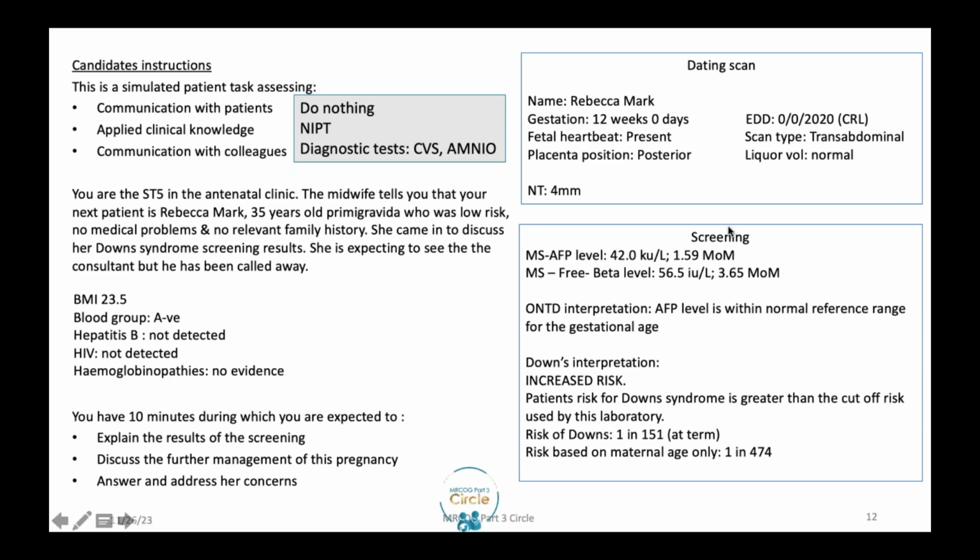Hello, my name is Wafa. I'm one of the doctors in clinic today. May I confirm your name and age, please? Rebecca Mark, 35 years old. Is it okay if I call you Rebecca? Yes, please call me Wafa. How are you doing this morning, Rebecca? I'm doing fine, thank you.